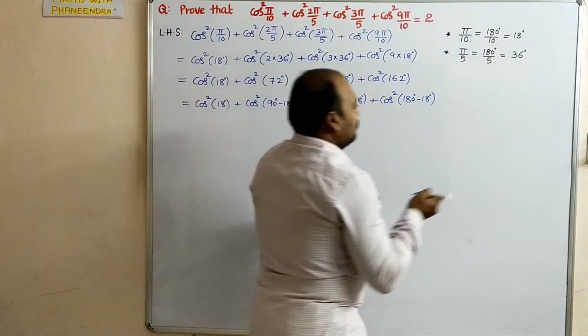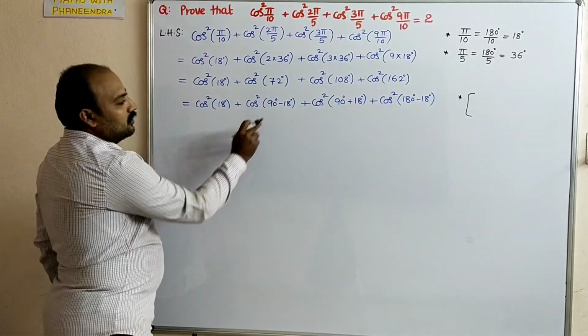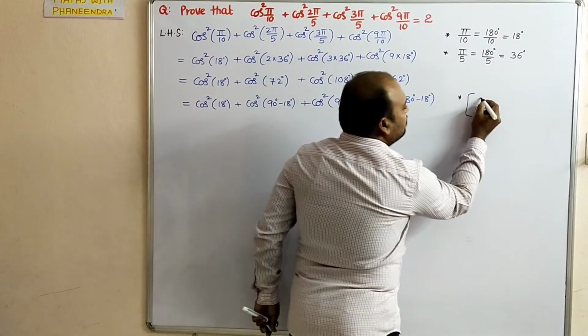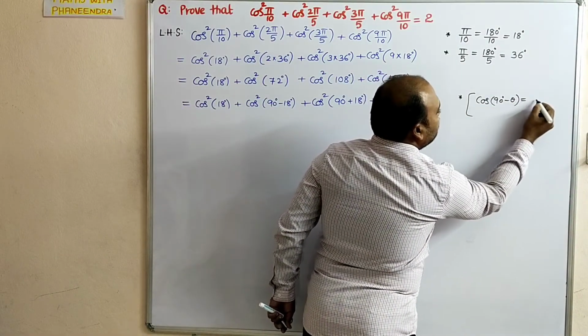We know that, first, cos of 90 minus theta. Cos of 90 minus theta is sin theta.